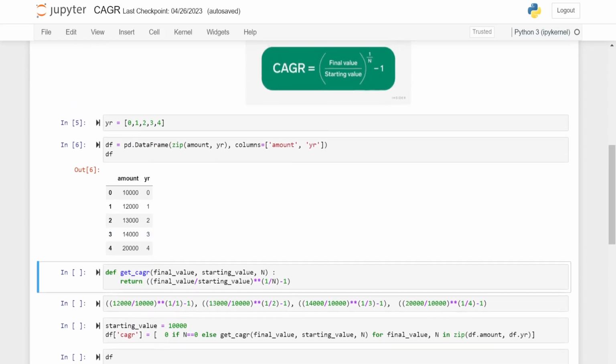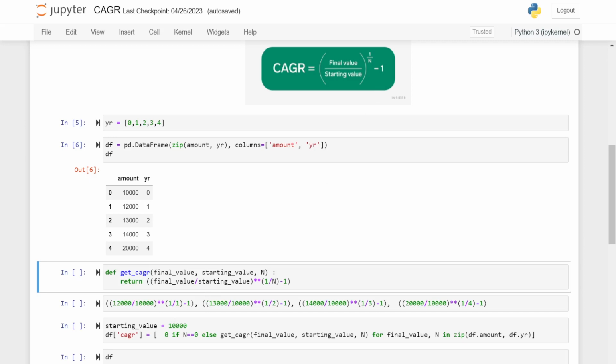So what are we saying? Raised to the power 1 by 1. Why are we writing 1? Because we are calculating for this 12,000. This is our final value. And how many years have elapsed? Just one. Hence, we are writing 1 by 1. See, the numerator over here is constant. Only the denominator is going to change. And the denominator is nothing but the number of years that have elapsed. So only 1 year has elapsed and minus 1 we are writing.